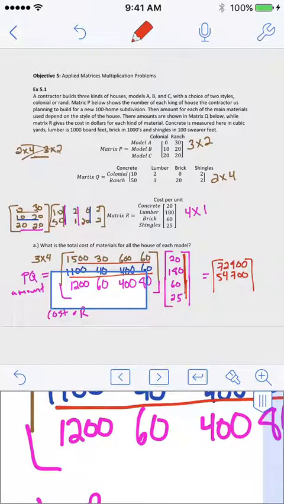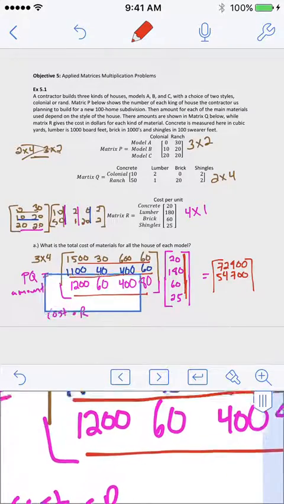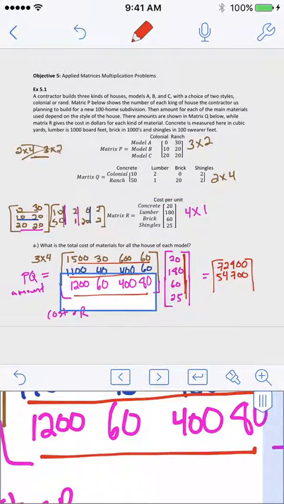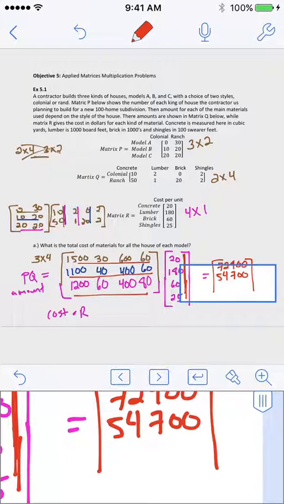Let's do the same thing with the last one. I've got 1,200 units of concrete times the $20. So let's do 1,200 times the $20 plus 60 units of lumber times the 180 per unit plus the 400 units of brick times the $60 per brick unit, plus the 80 units of shingles times the $25 per shingle, gives me $60,800 for the Model C.